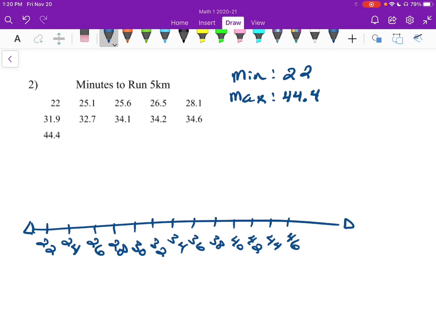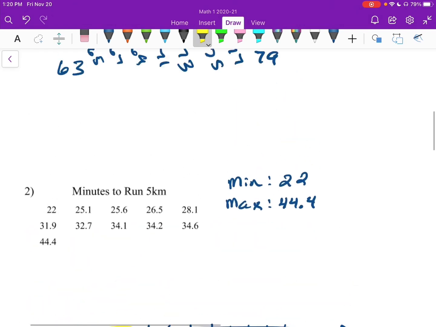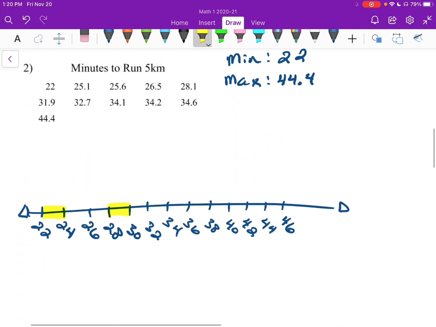Now, one extra thing about this, whenever you're drawing a box and whisker chart, you kind of want all the different intervals to be equal. And what I mean by that is you want 22 and 24 to be the same distance from 28 and 30, right? Because they cover 2 units, right? So there we are. Let's put our dots on the min and the max. The max is just bigger than 44, so we'll put it right there.